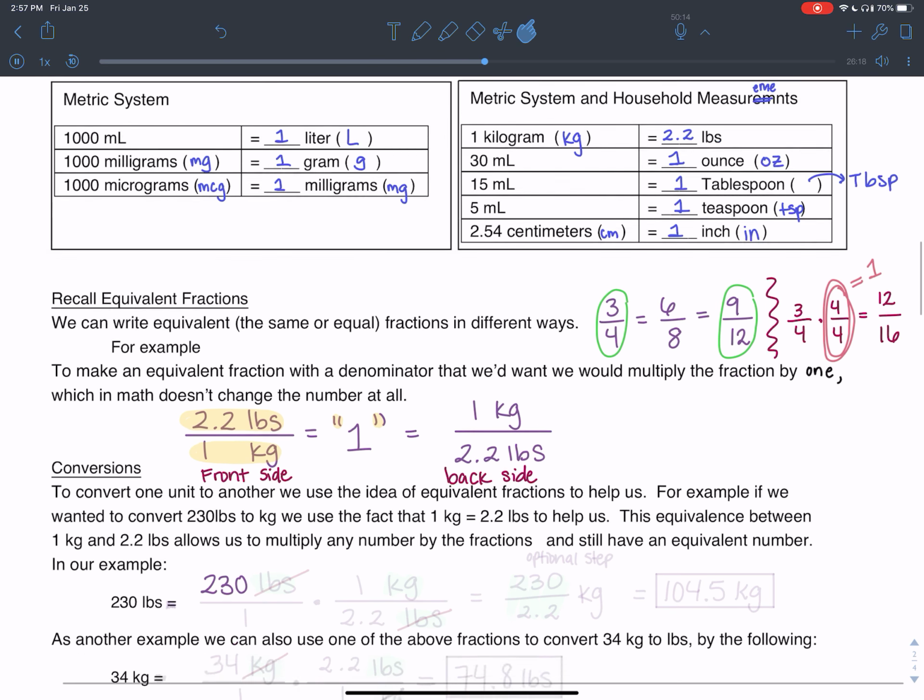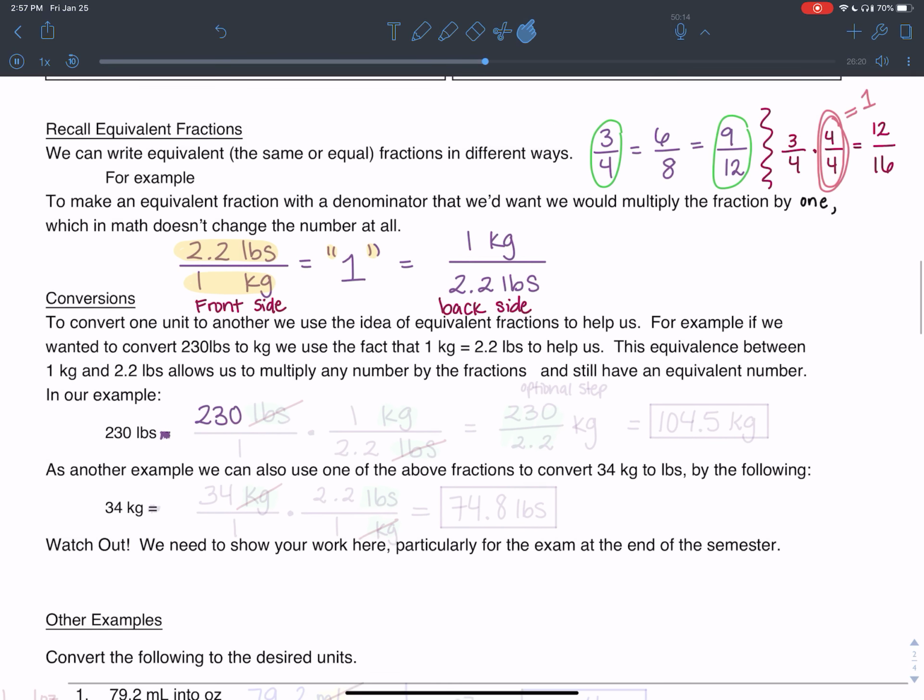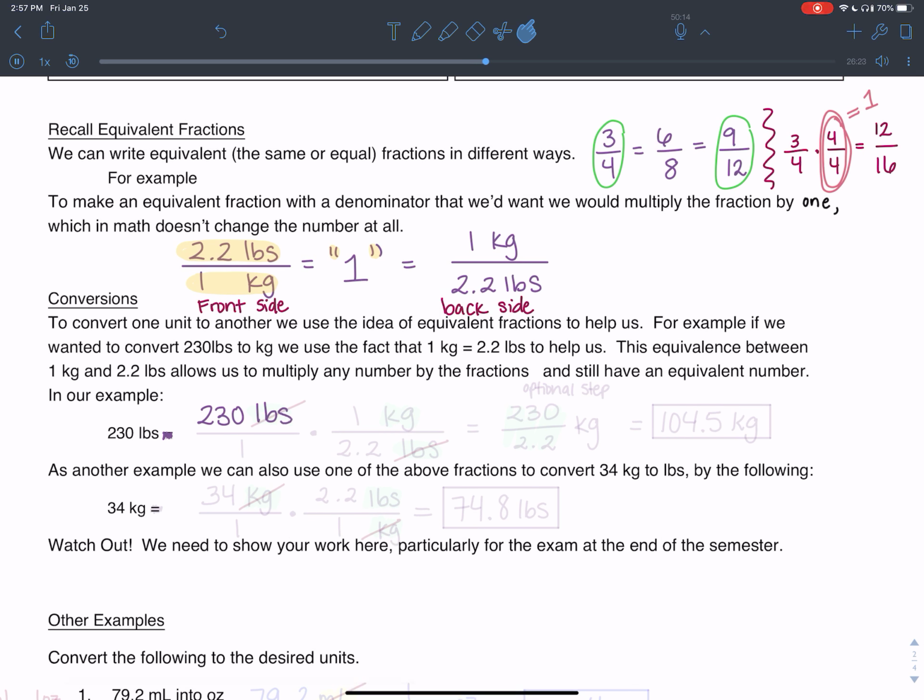So I'm going to take 230 pounds. This is already a fraction. If I write a 1 over it, 230 pounds per one person, I could think of it if I want to. And so I want to convert it to kilograms, which means I want to get rid of the pounds. And what I love about conversions is that I want pounds to go away.